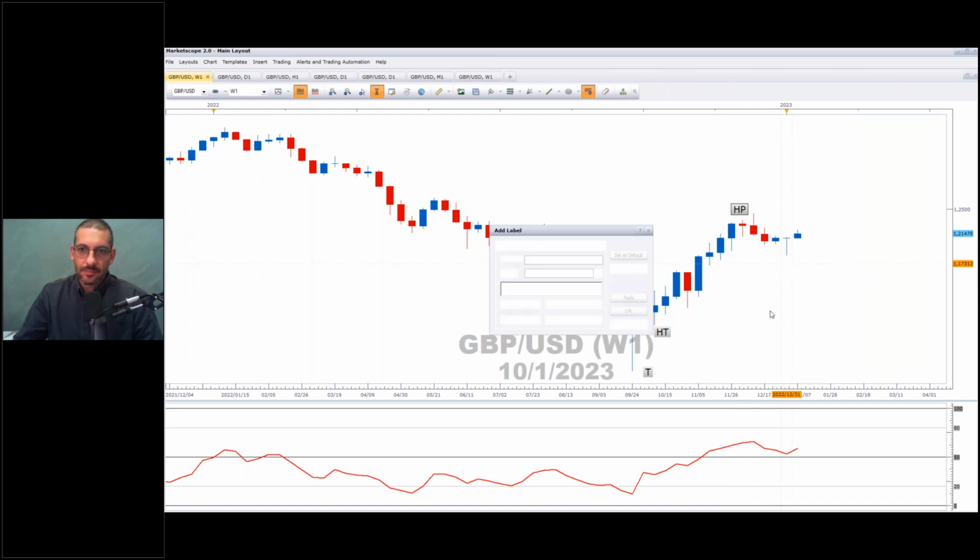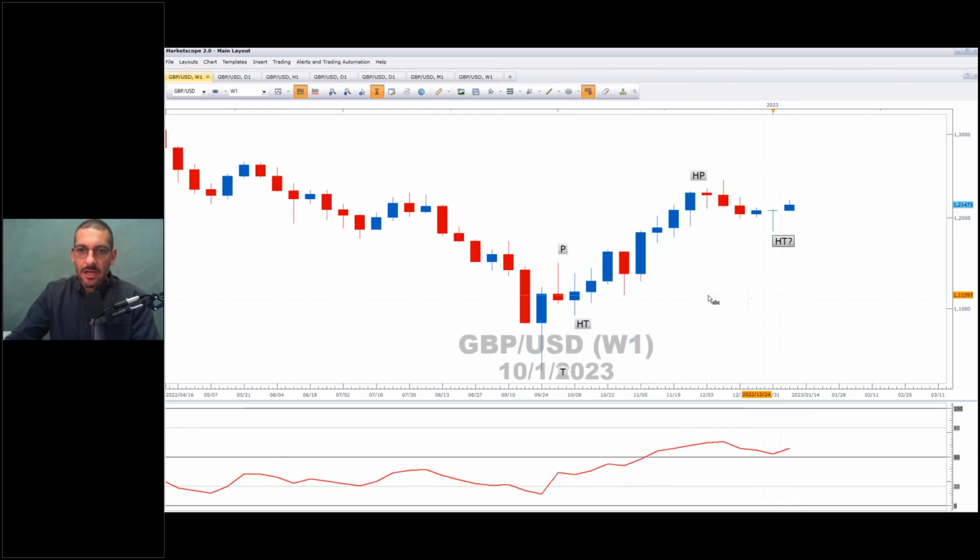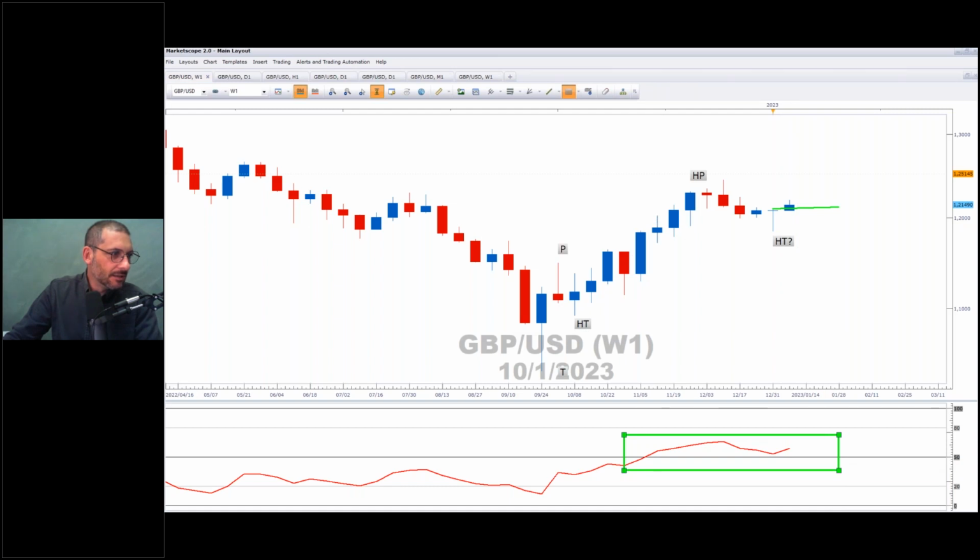Take a look at this. Higher trough. I'm going to put a question mark here. Why question mark? Because we'll only note the end of this week, and you can see that the price action is looking pretty good, but we needed to close above last week's high. Okay, and you can see that the RSI is above 50 in that bullish area.